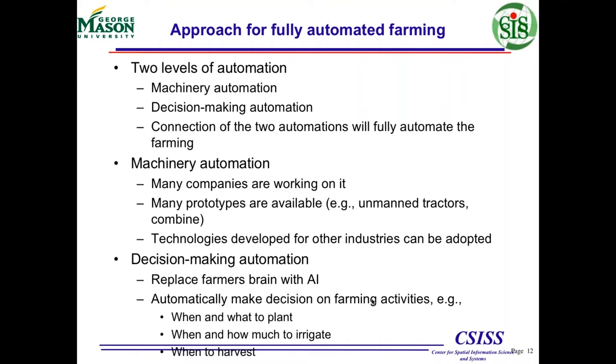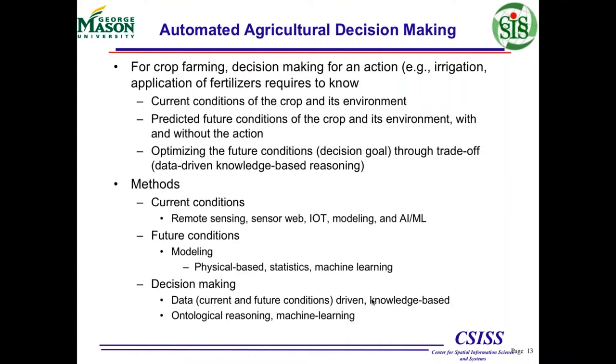How do we do automated decision making? For crop farming, decision making for actions like irrigation and applying fertilizer requires knowing the current condition of the crop and its environment. We also need to know the predicted future condition of the crop and its environment, with or without action. And then we optimize the future condition. This is what we call decision making through trade-off, data-driven, knowledge-based reasoning.